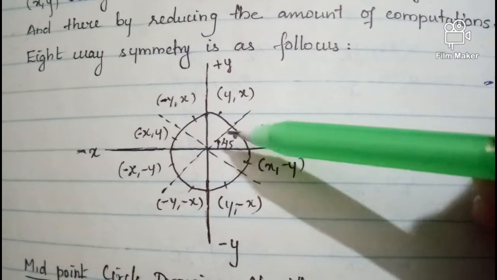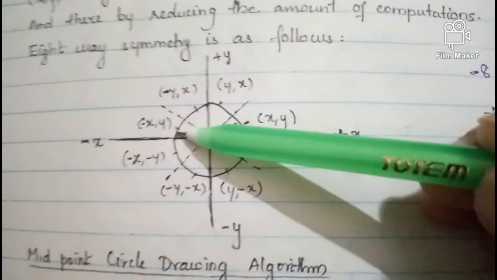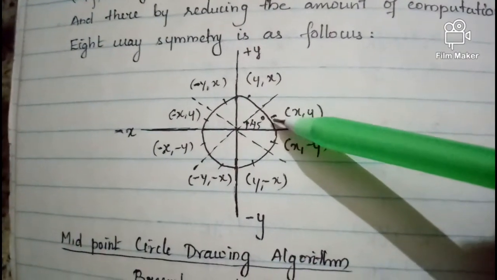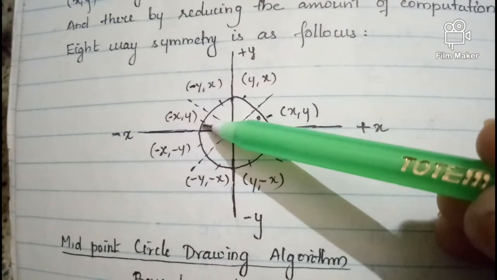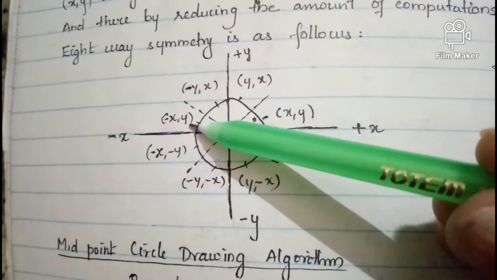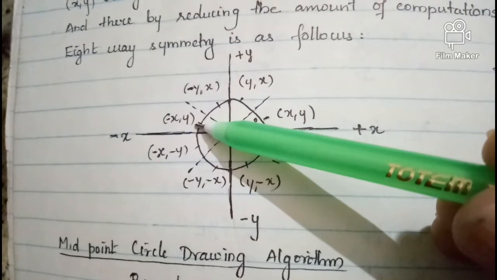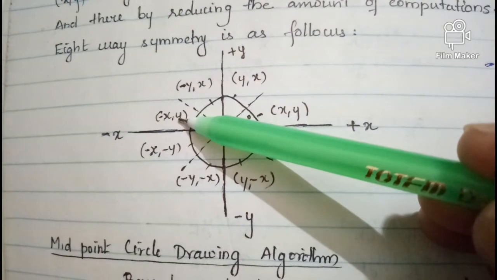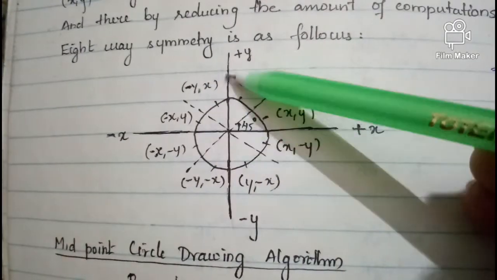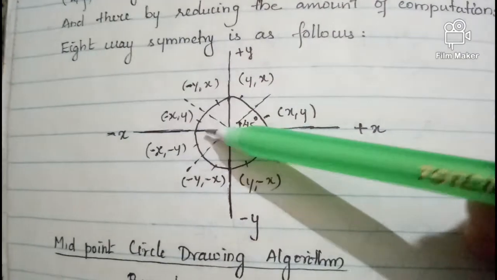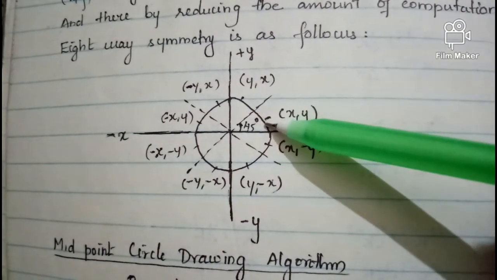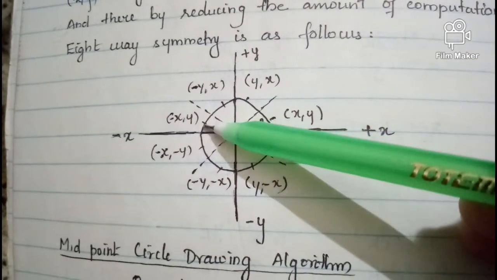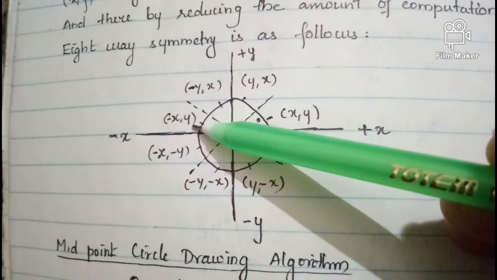Then the corresponding point in this octant. That means if here we are having a point xy, then the corresponding point in this octant will be minus xy, because this is the second quadrant, and in the second quadrant the first parameter will be negative and the second parameter will be positive, because here x is negative, y is positive. So if the point over here is xy, the corresponding point in this octant will be minus xy.